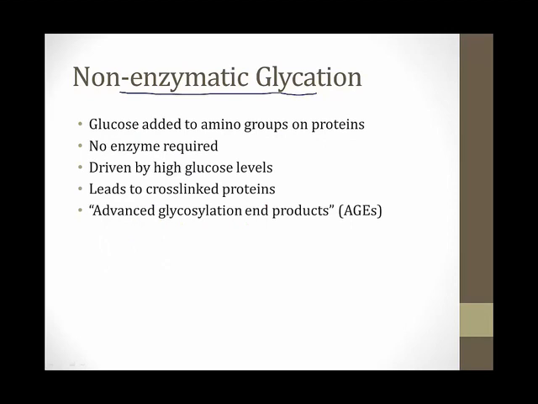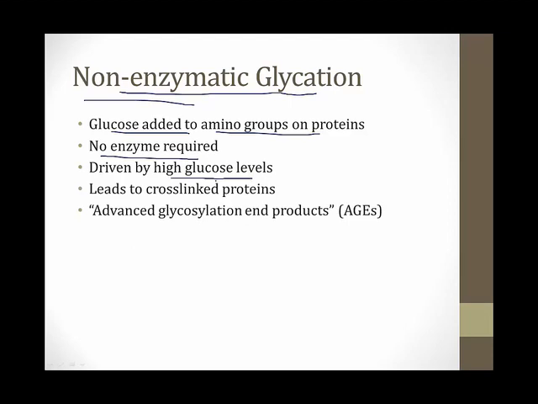Non-enzymatic glycation is the same process we discussed earlier in this module regarding hemoglobin A1c. It's when glucose is added to amino groups on proteins without an enzyme being required, hence the name non-enzymatic. It's driven by high glucose levels, so chronically elevated glucose levels lead to more non-enzymatic glycation.